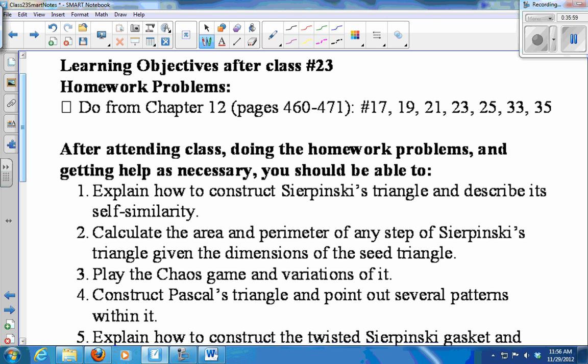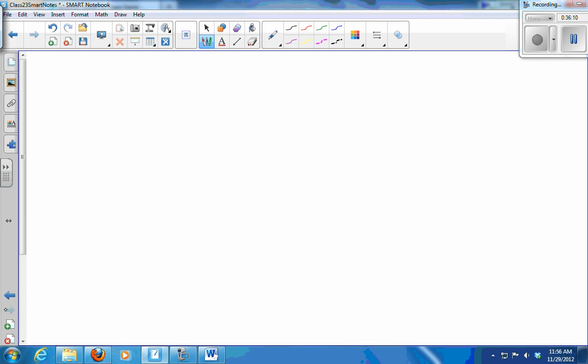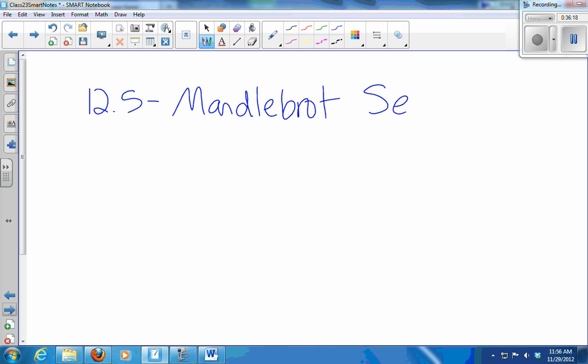So here's your homework. And if you're interested in fractals, the next section of your text you might be interested to read is called the Mandelbrot set. And this is probably the most famous fractal and the most recently discovered, right? So you might want to read about that if you're interested. And if you're not, don't read it.